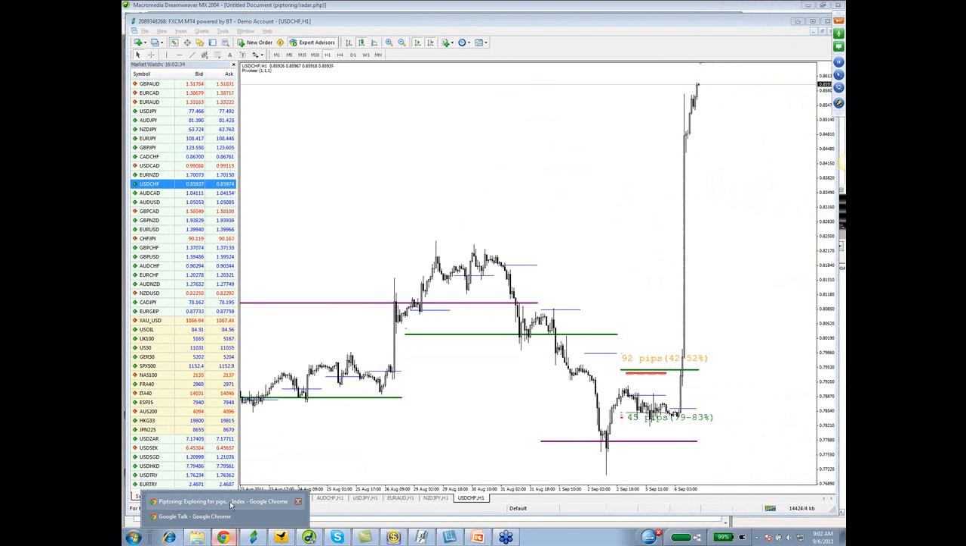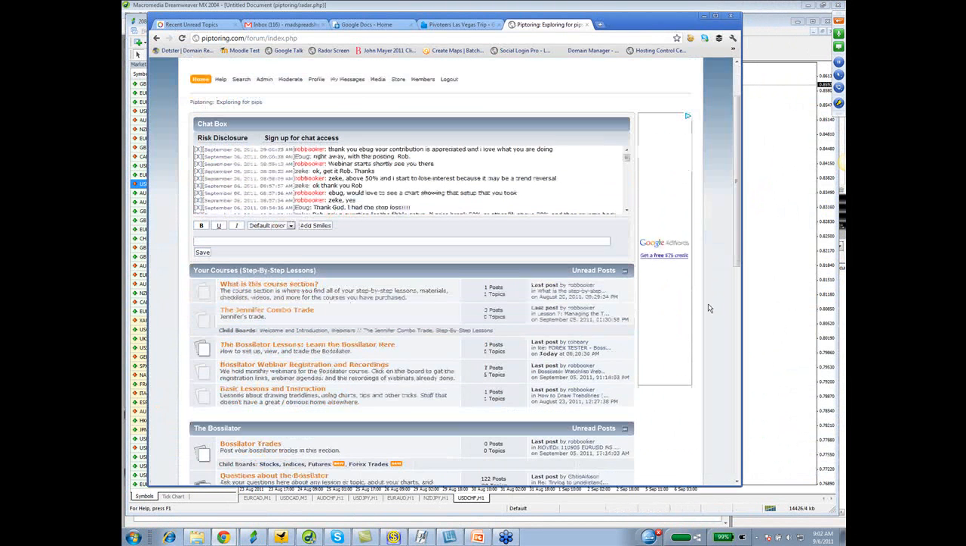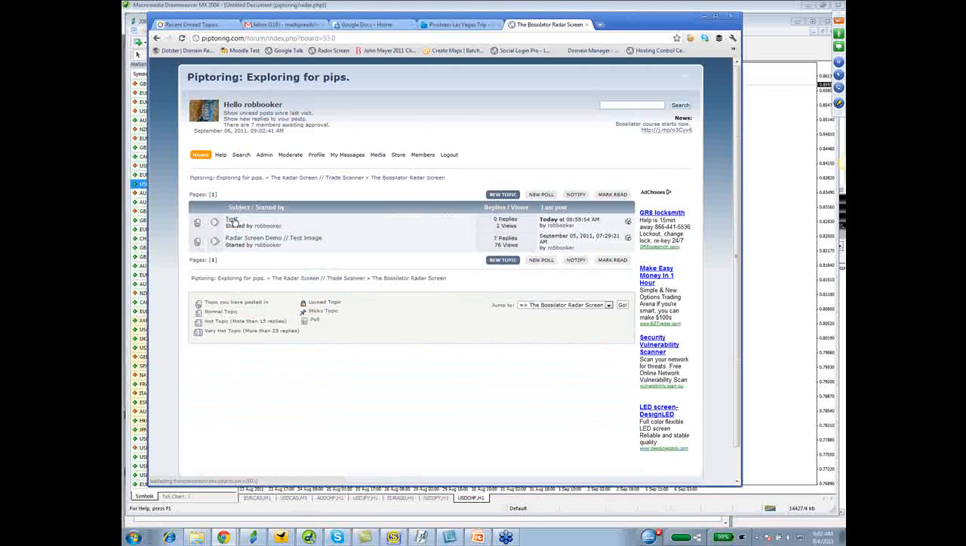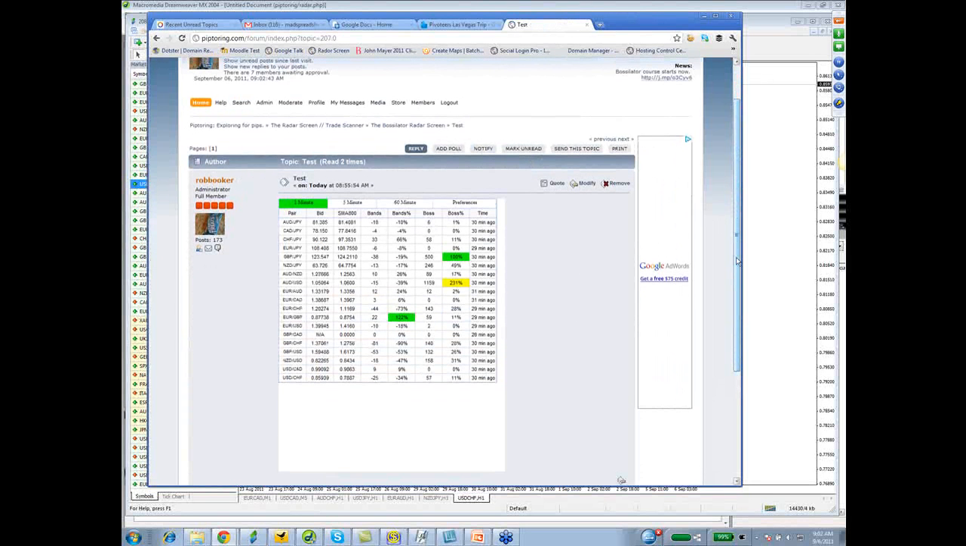I have a brand new fun tool to show off today. I want you to take a look at it with me, everyone. I will be shutting this off in just a bit because it's just a test. But Scott, I've got a test running of the radar screen right up on the forum inside of the radar screen section. And what this shows, Scott, is the 1 minute, 5 minute, and 60-minute Bossilator readings for a variety of currency pairs.